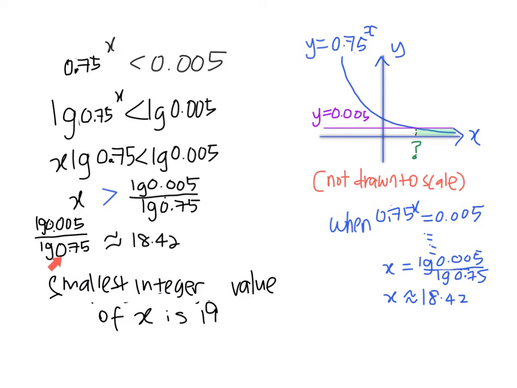Since this fraction is approximately 18.42 to 4 significant figures, the smallest integer value of x that satisfies the inequality will be 19.